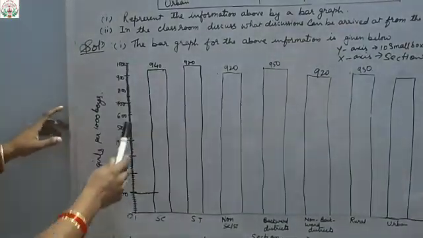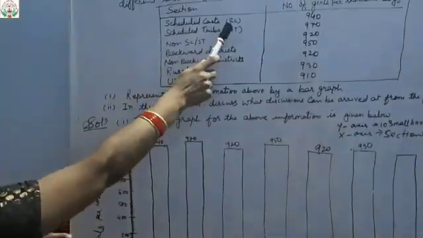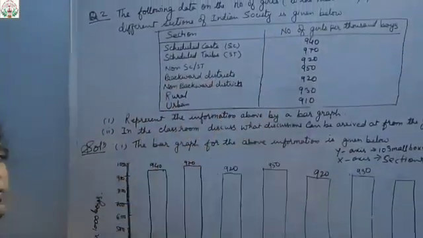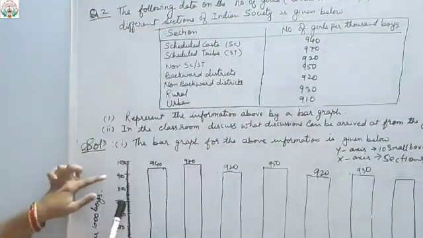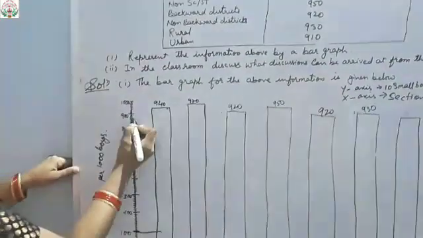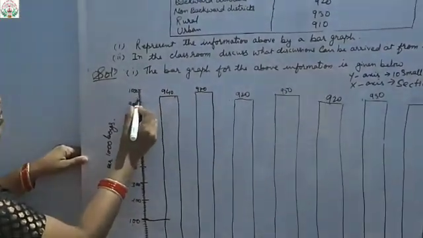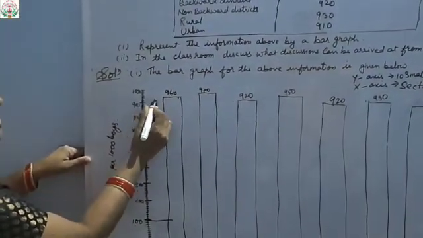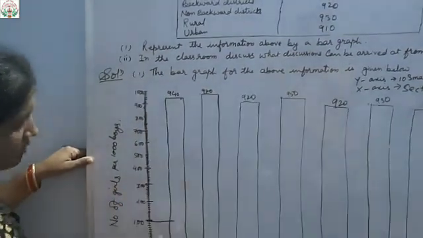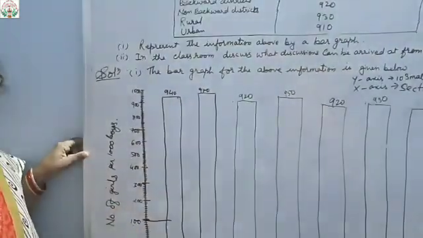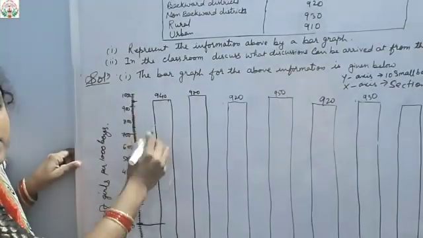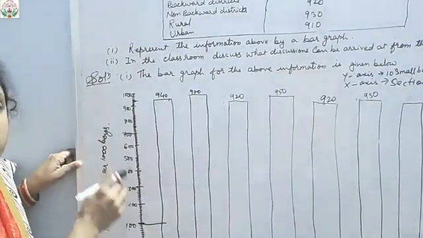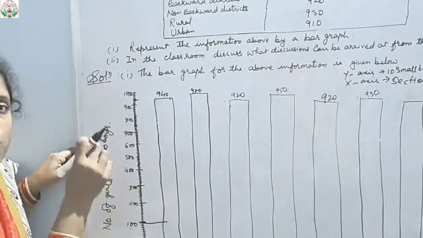So now see the SC: how many girls are there out of per 1000 boys? That is 940. So 900, after that 4 small lines, 1, 2, 3, 4. So at this line, draw a rectangular box, that is 940. That is called your bar graph. Bar graphs are rectangular in shape.